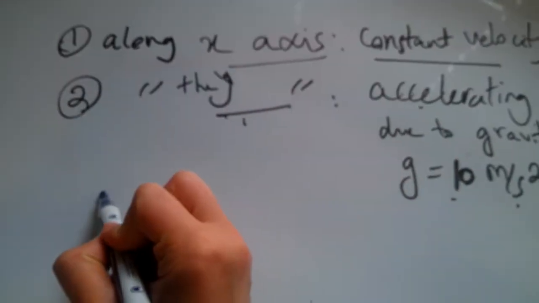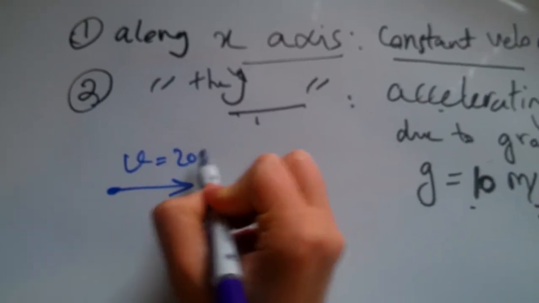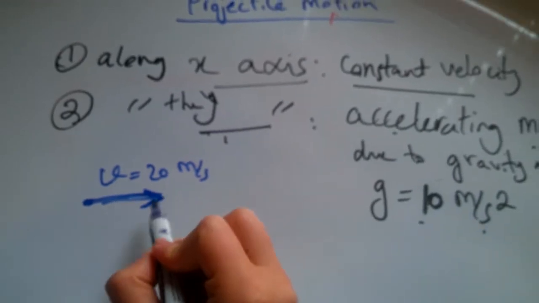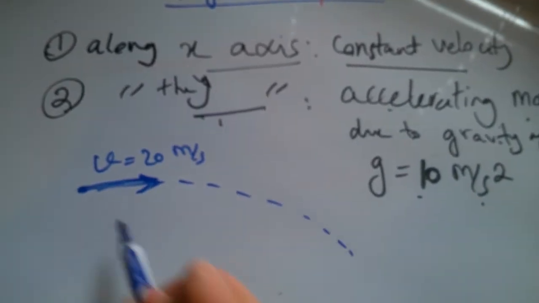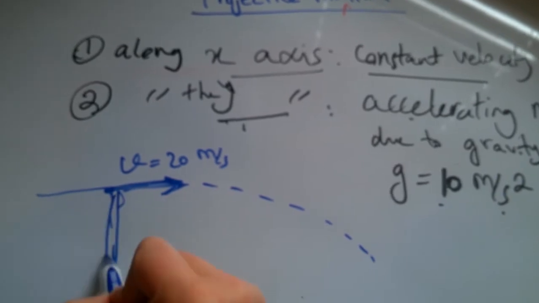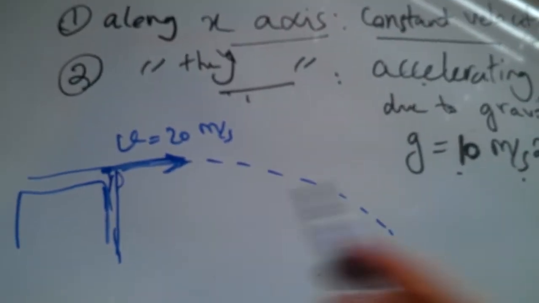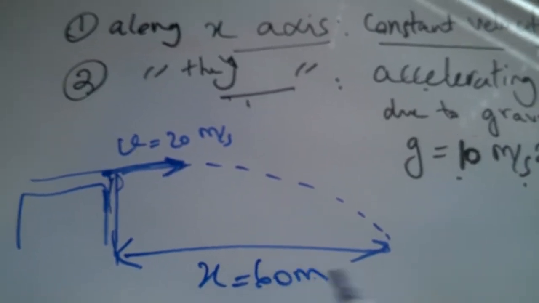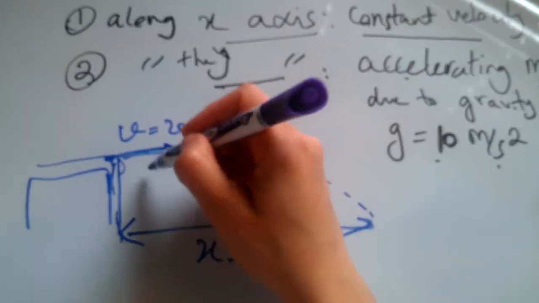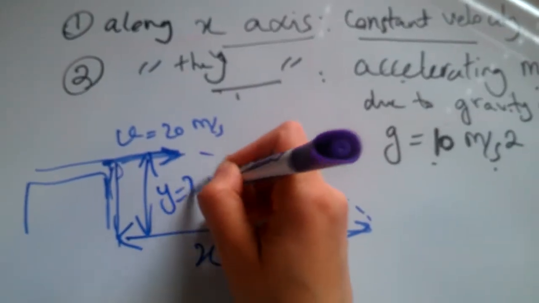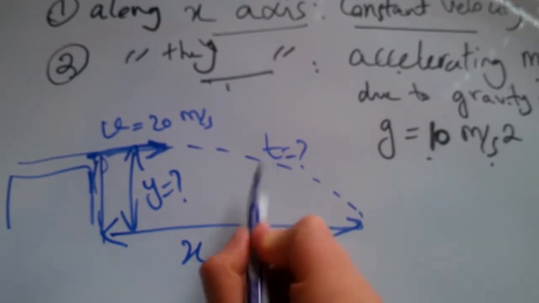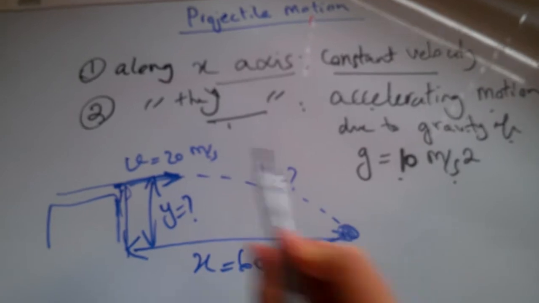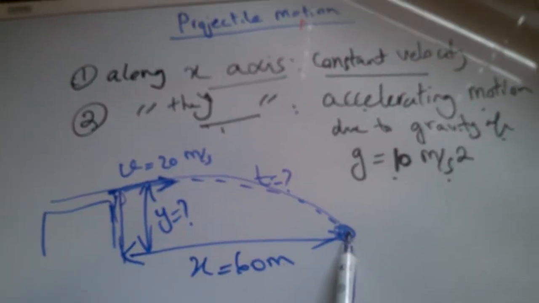Suppose I tell you I'm throwing a ball at 20 meters per second, and I only give it a horizontal direction, and then the ball falls down. Here's, let's say, a table, and the ball lands on the floor 60 meters from the leg of the table. I'm wondering how high the table is and how long it took the ball to hit the floor. Remember, it's a curvy path.